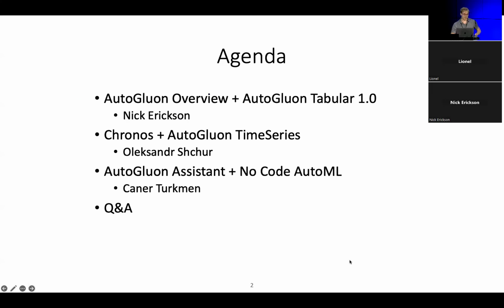Okay, cool. So this is going to be in three parts. I'm going to start off with an overview of AutoGluon, as well as a highlight on AutoGluon Tabular 1.0. And then we're going to talk about Chronos, our foundation model for time series data, and also going deep into AutoGluon time series with Oleksandr Shchur. And then also we're going to talk about AutoGluon Assistant and the future of no-code AutoML with Shchur. And then we're going to have a Q&A. We'll also have a Q&A as we transition between the sections too.